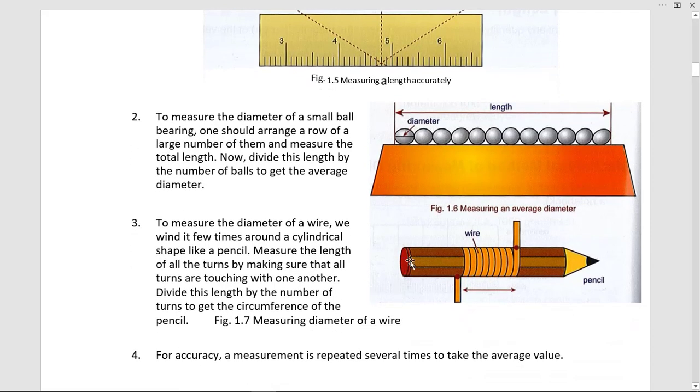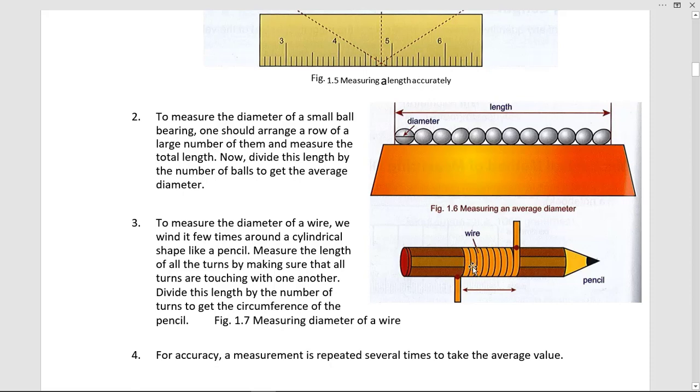Another thing, if you want to find the diameter of a wire, if you see here, it is quite obvious. If you are going to make only one turn for this one, maybe there are some chances for the error.